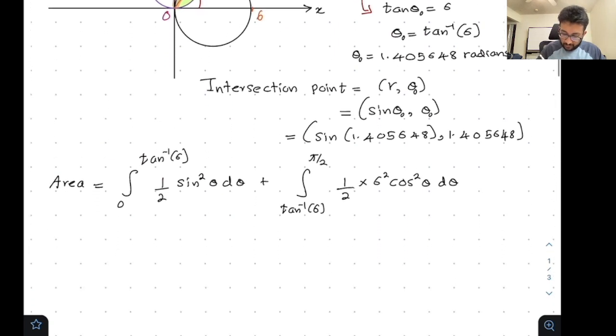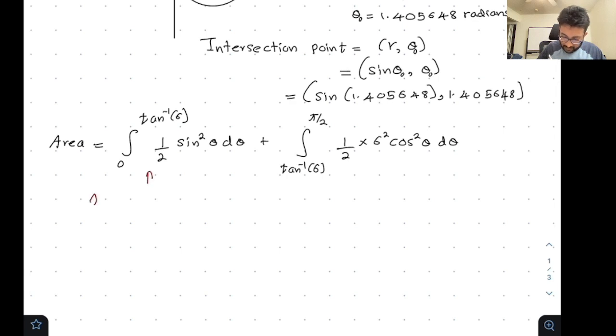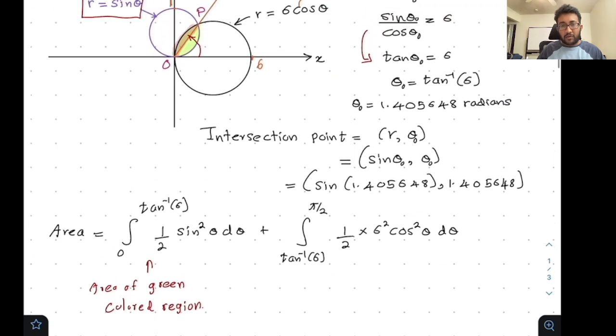I will write that down. This is the area of green colored region, right? Now what can you say about the other part?